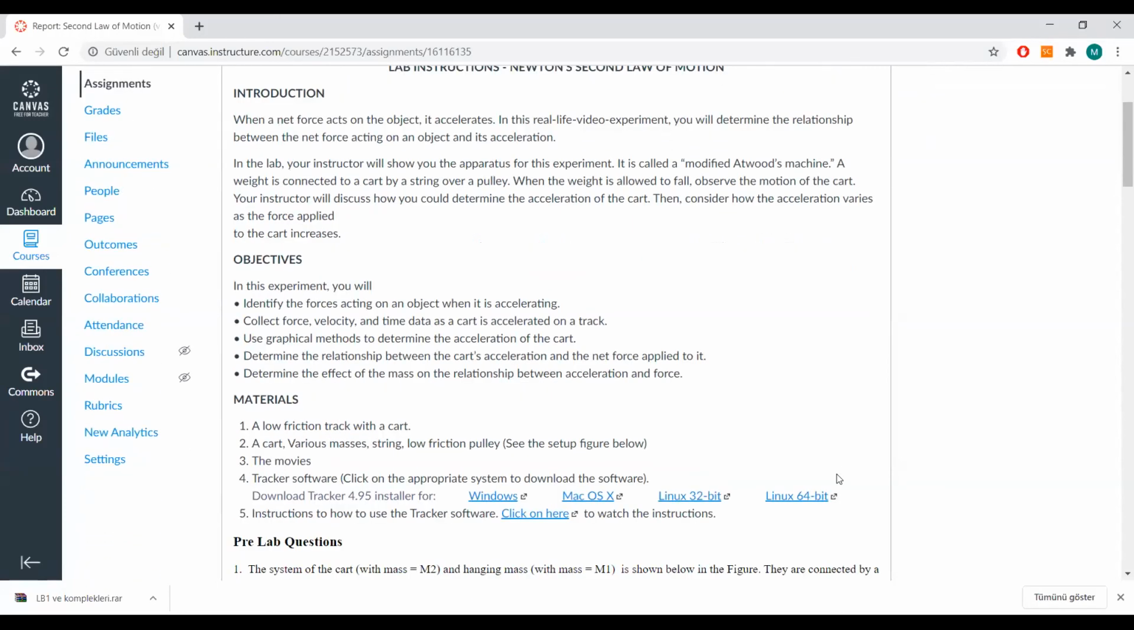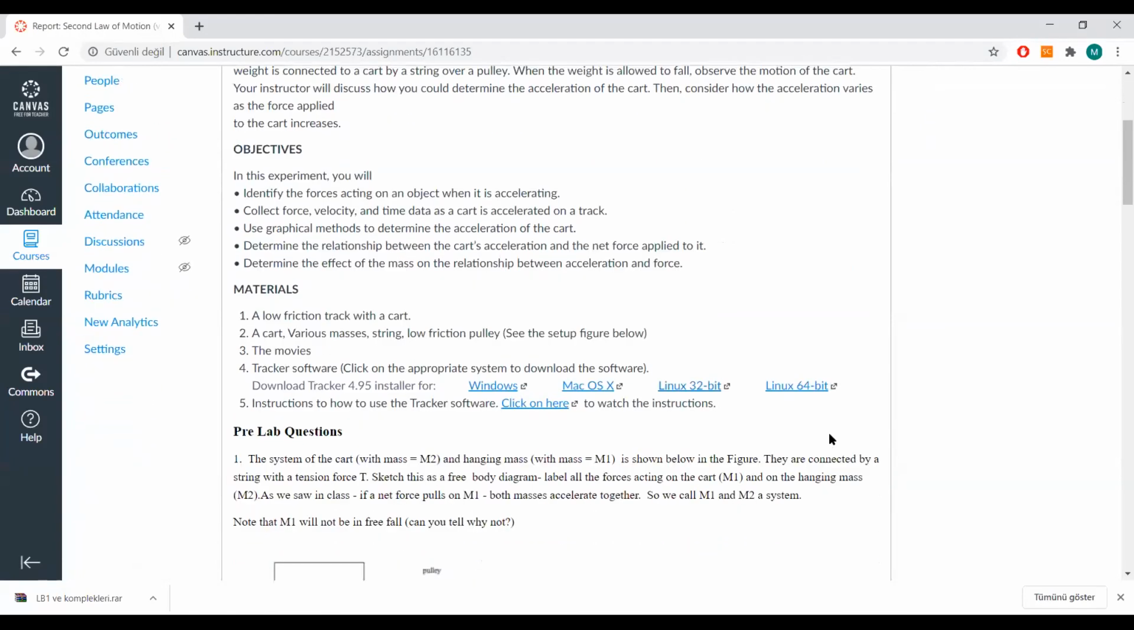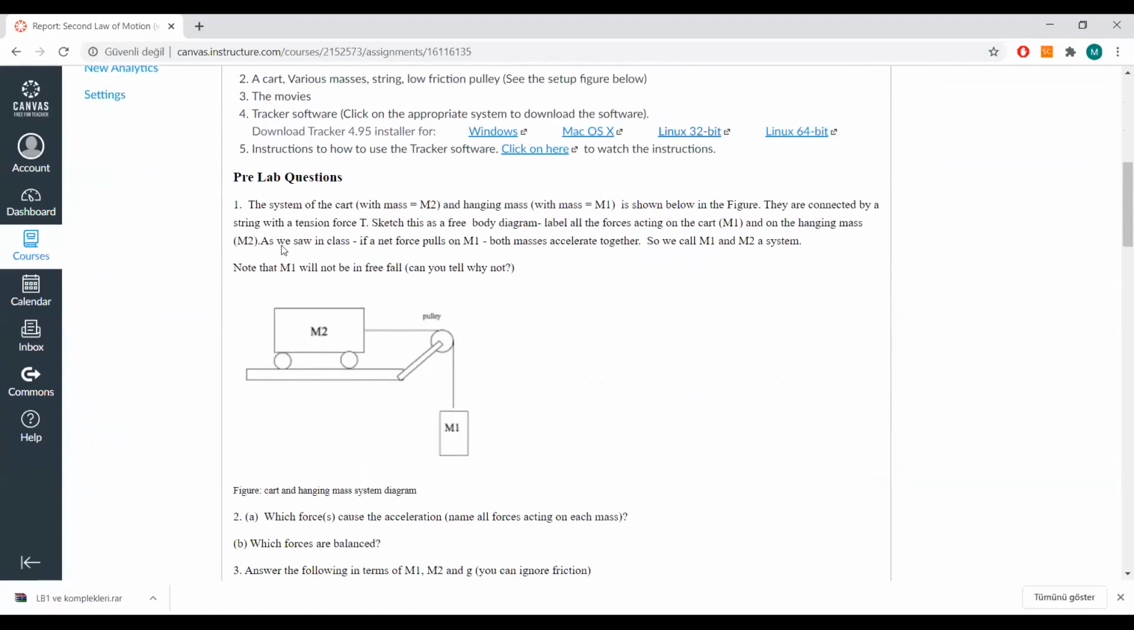Since our experiment is a real-life video experiment and you will analyze the videos in the Tracker program, it should be set up on your computer. You can use these links here to set up this program. Here you have some pre-lab questions you should answer. Please do not forget to answer them.